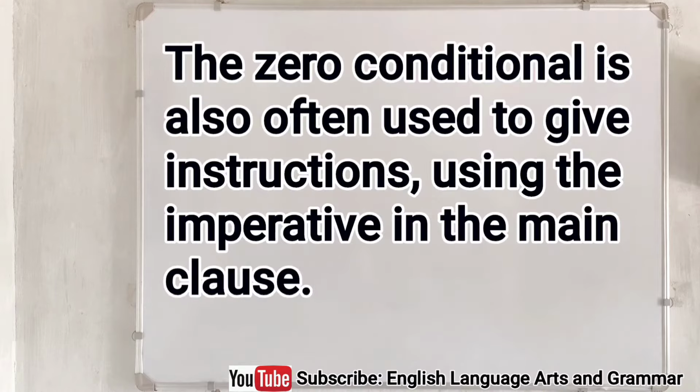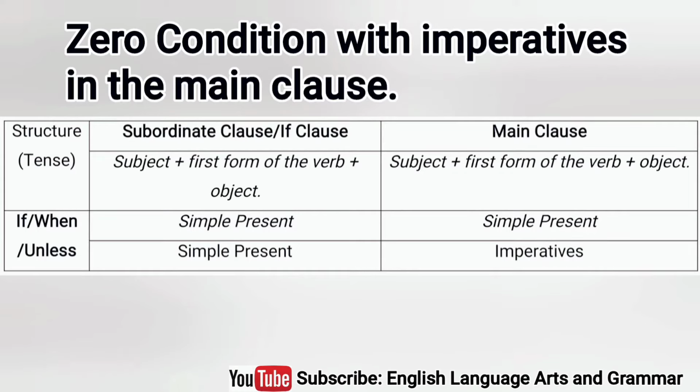The zero conditional is also often used to give instructions using the imperatives in the main clause. Let us learn the structure and some examples of it. The subordinate clause and the main clause, as we have learned in the previous. Let us learn some examples of it.